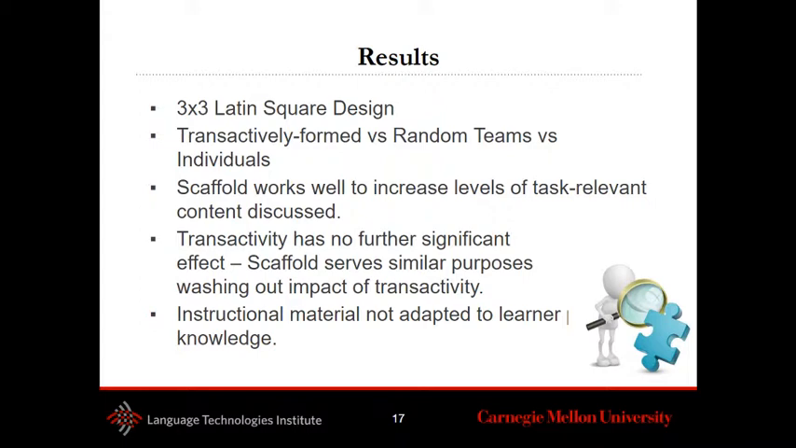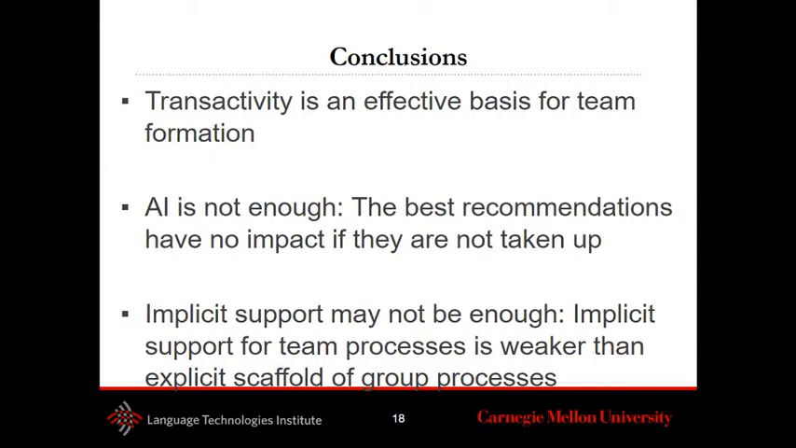But what we didn't see was that the transactivity formed teams were more likely to do this than the random formed teams. So what we see here is that when all of the teams had this really strong scaffolding for their processes, we don't see a further positive effect of the kind of weaker manipulation of the team assignment.